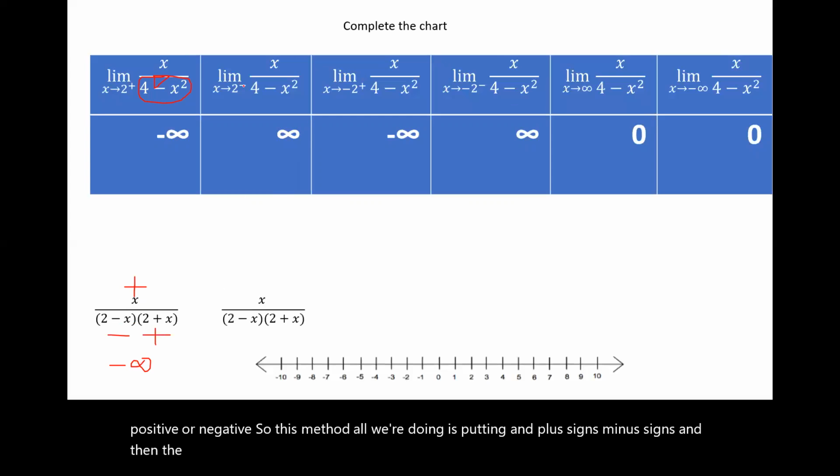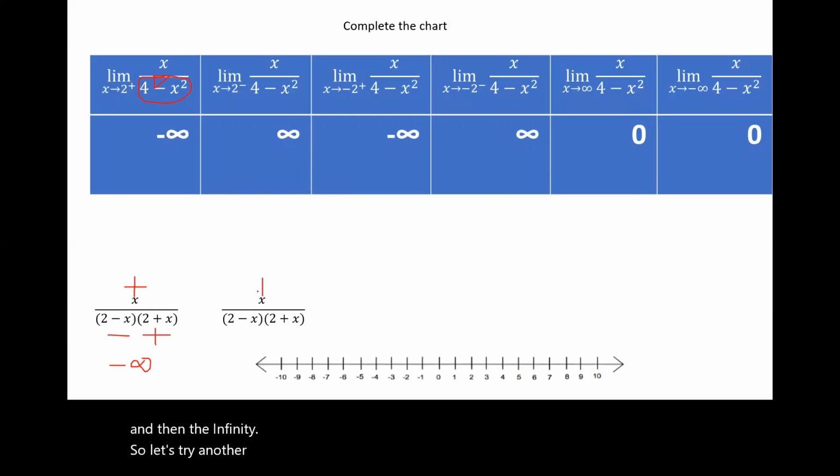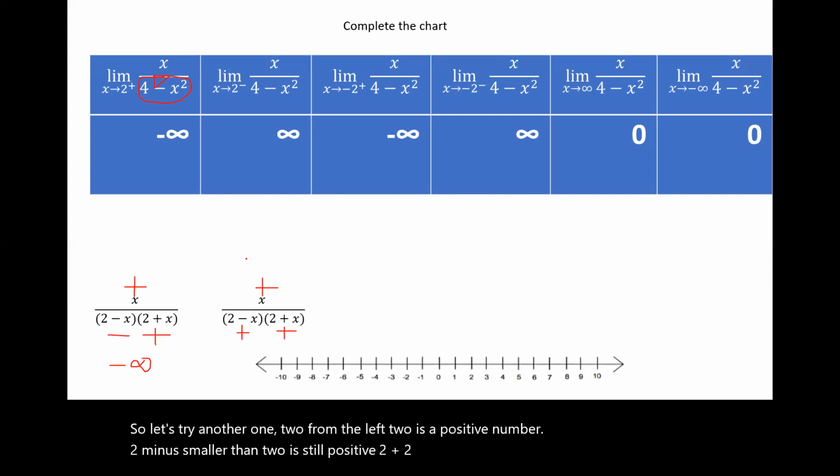So let's try another one. 2 from the left. 2 is a positive number. 2 minus smaller than 2 is still positive. 2 plus 2 is positive. So our answer, positive, because we're dividing by something close to 0, infinity.